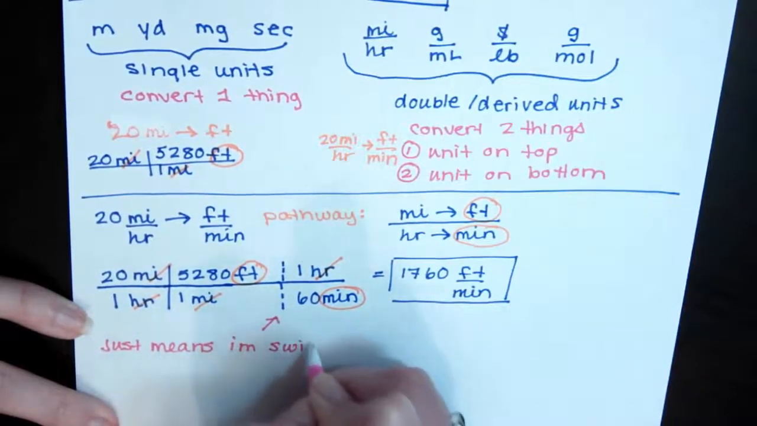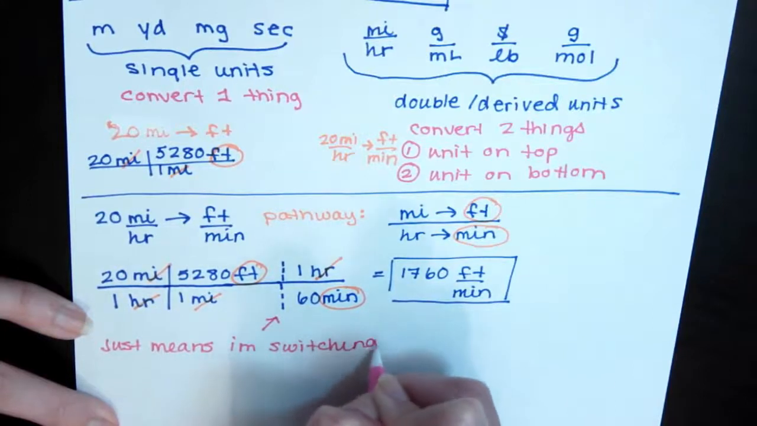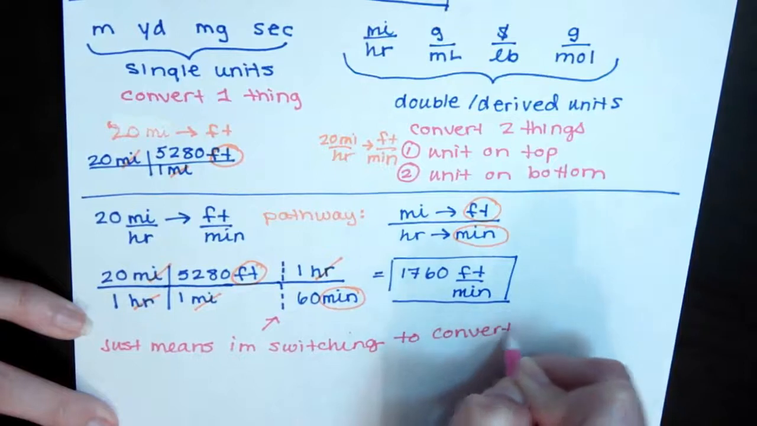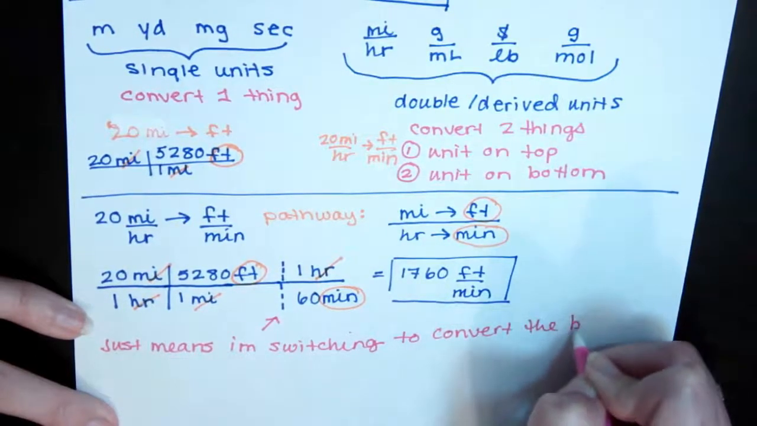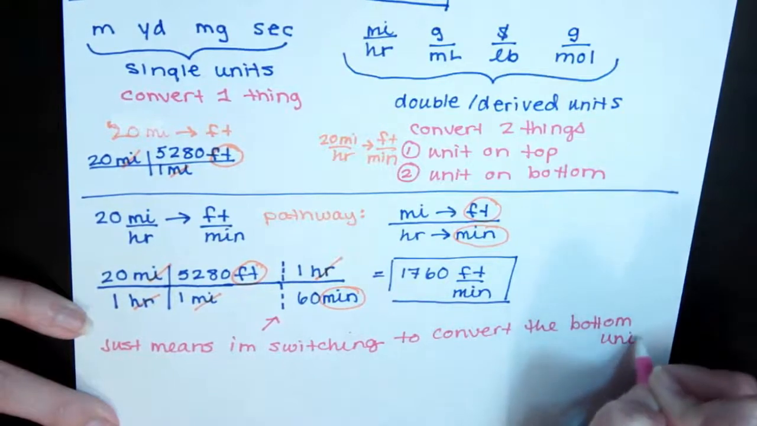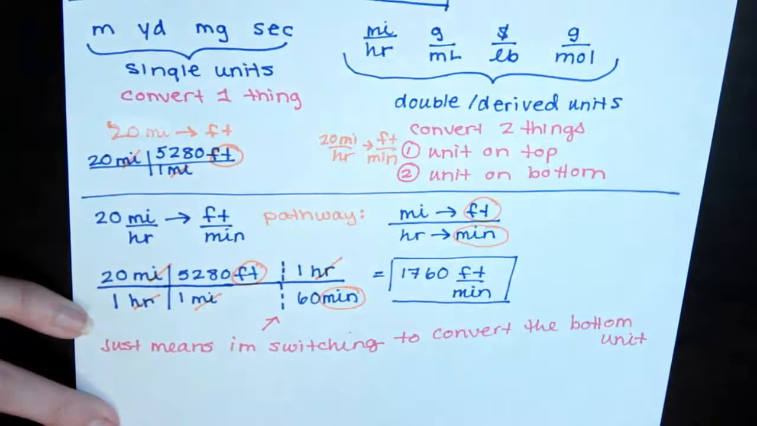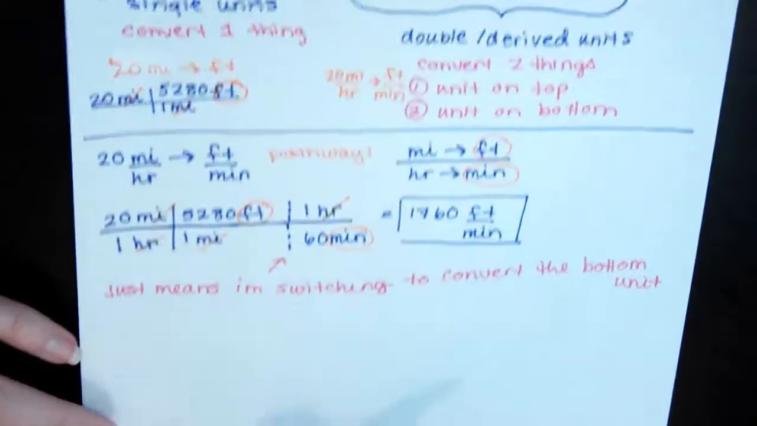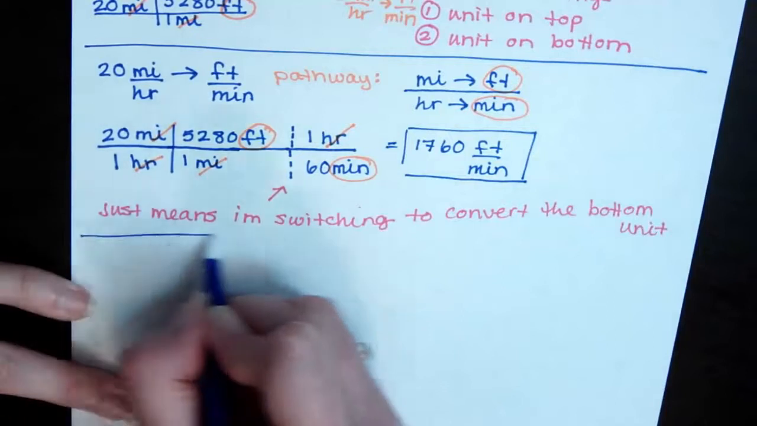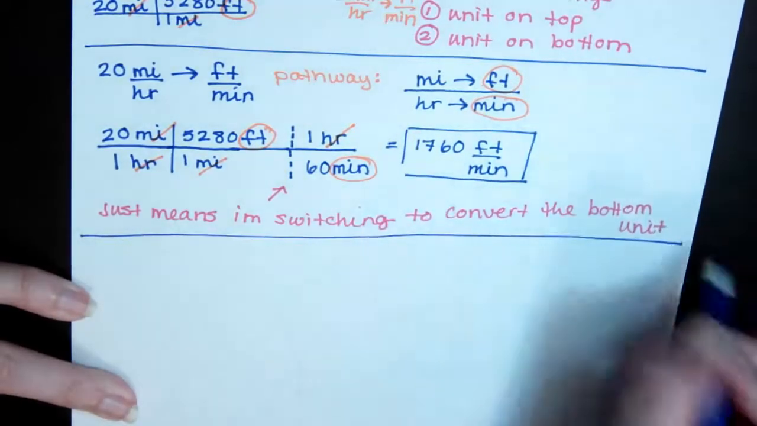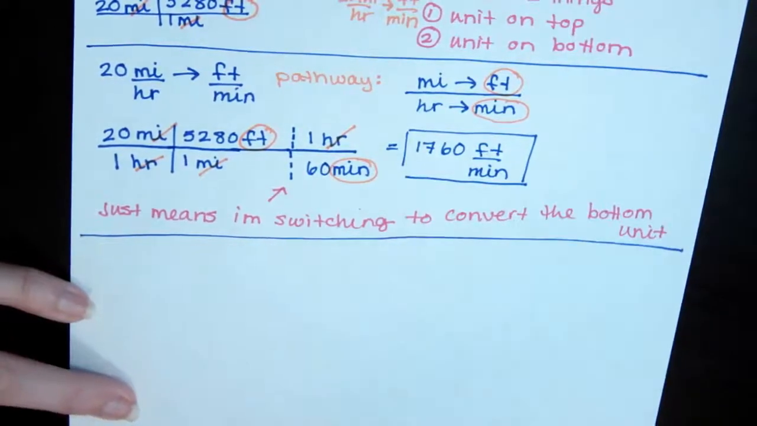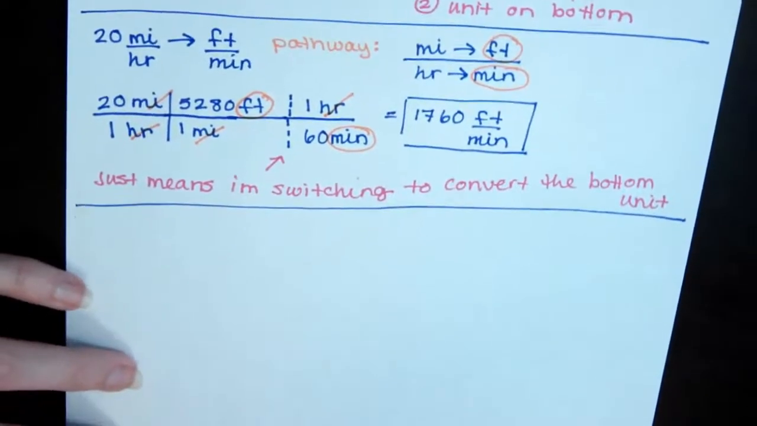And remember that this little dashed line here just means I'm switching to convert the bottom unit. That's all that means. If you don't like using the dashed lines, you don't have to. You can put a solid line. That's totally fine. As the year goes on, you'll notice I start just using a solid line because people know what we're doing. In the beginning, I think it's helpful to use that dashed line.